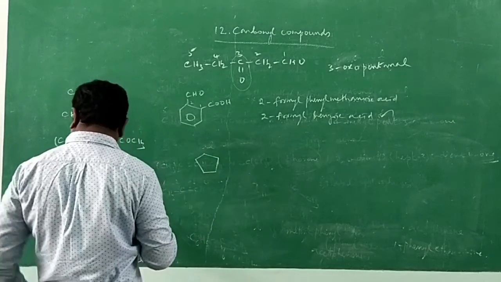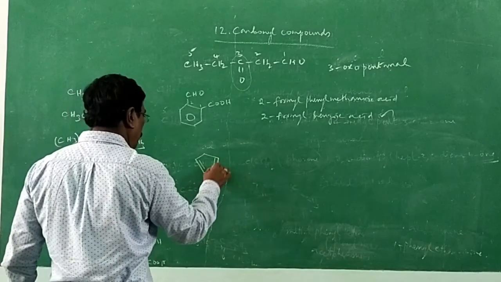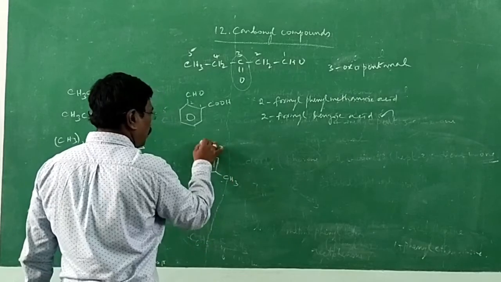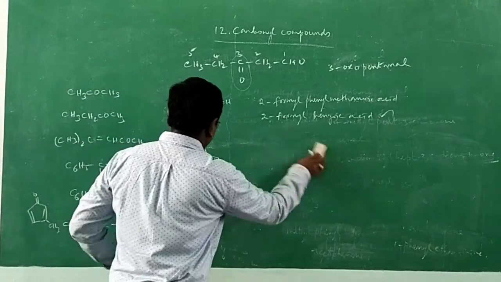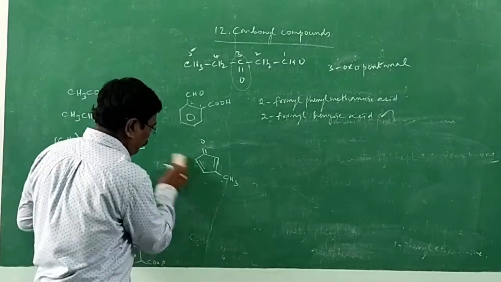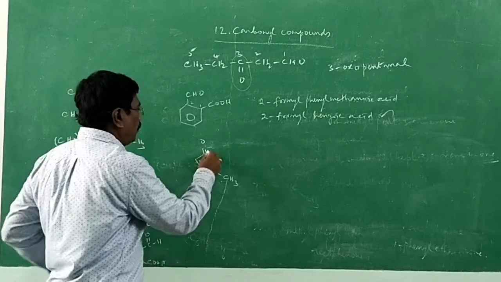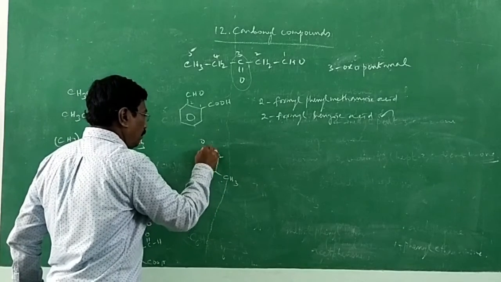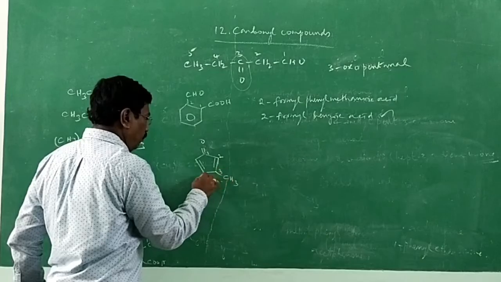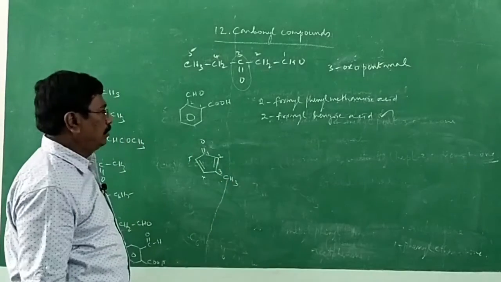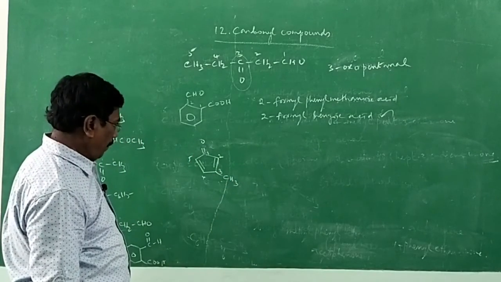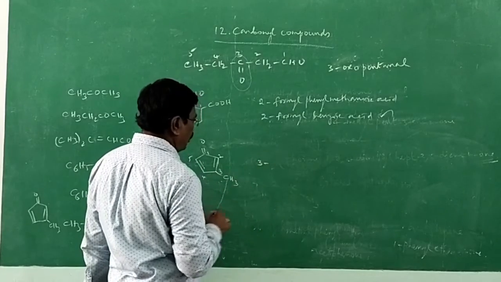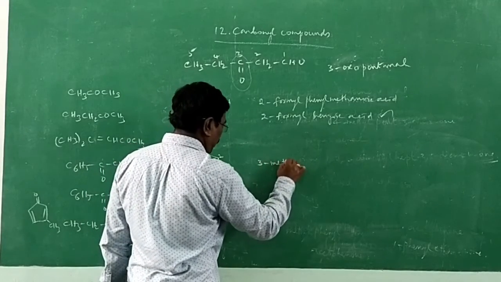Five-membered ring. It is a 5-membered ring, double bond, methyl, a ketone group. It should get priority. This should get number 1. Number 1 carbon, 2, 3, 4, 5, like this it goes. So what may be the name? At the third carbon atom we have a substituent methyl, 3-methyl.